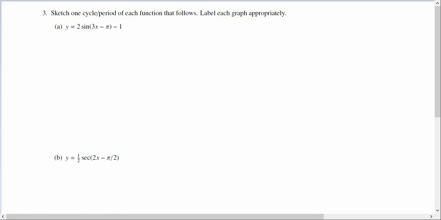Number 3, we're asked to sketch one cycle of each of these graphs, or graphs of each of these functions listed here. We are asked to label them, meaning we want to show the important points on the x-axis. So for sine, we pick out some information.